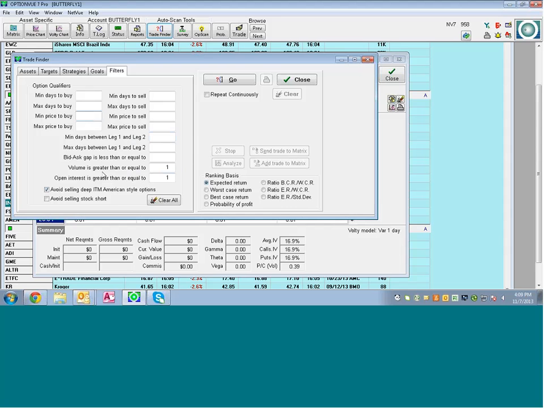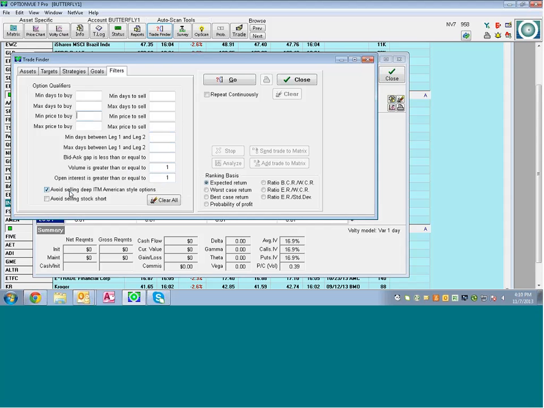The default here, I believe, is volume is greater than or equal to 1. That means I want an option to appear on the screen that has a volume of at least 1, at least one contract on the option trading. Same with open interest. I want at least one open interest, an option that's got at least one outstanding contract still out there on the marketplace. This is only here because of liquidity. So I can take these out if I don't want them, but they are here.